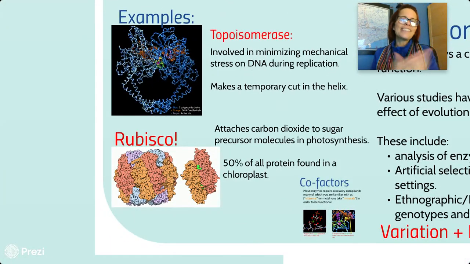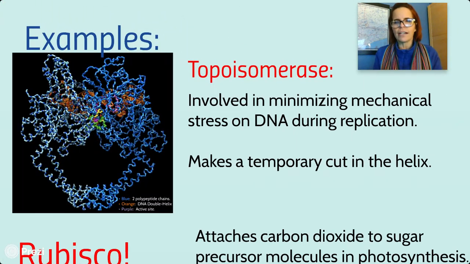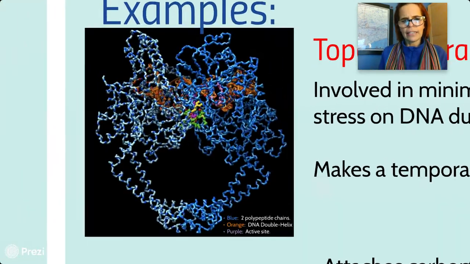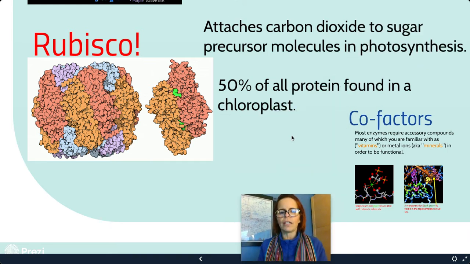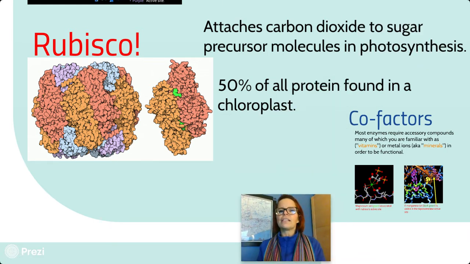All right, moving on. These are just a couple of examples of enzymes. There are so many enzymes that we're going to stumble across. Topoisomerase is one that we'll come across in our DNA unit. It's involved in limiting stress on DNA during replication, when the DNA is getting copied. We'll talk about that a little bit later. And then Rubisco is coming up in this unit. It's important during photosynthesis, where the plant, usually the chloroplast, is pulling carbon dioxide out of the atmosphere and then attaching it to another molecule to make sugar.